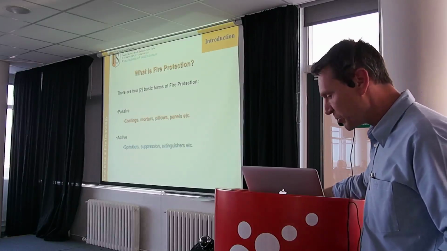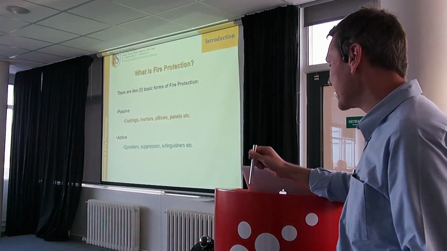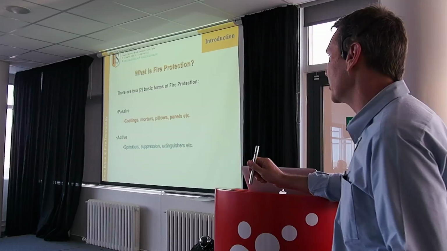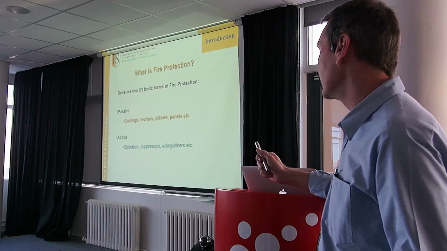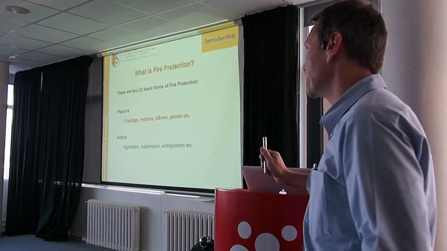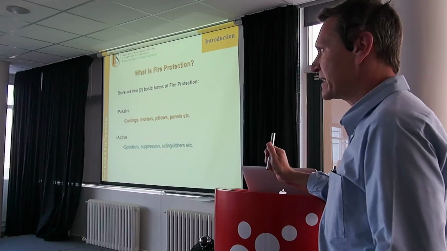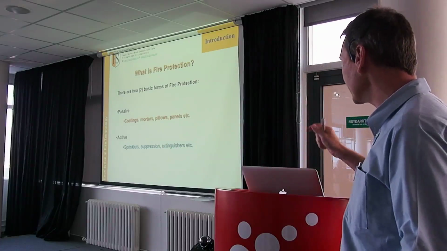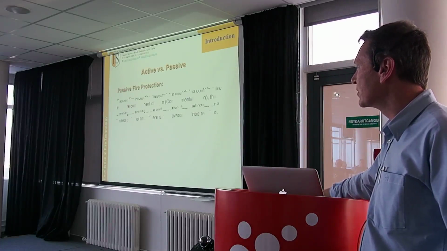So what is fire protection? There are two basic forms of fire protection: passive fire protection and active fire protection. Passive being coatings, mortars, pillows, panels, collars, and active systems being sprinklers, suppression systems, extinguishers, halon gases, those types of activation systems.